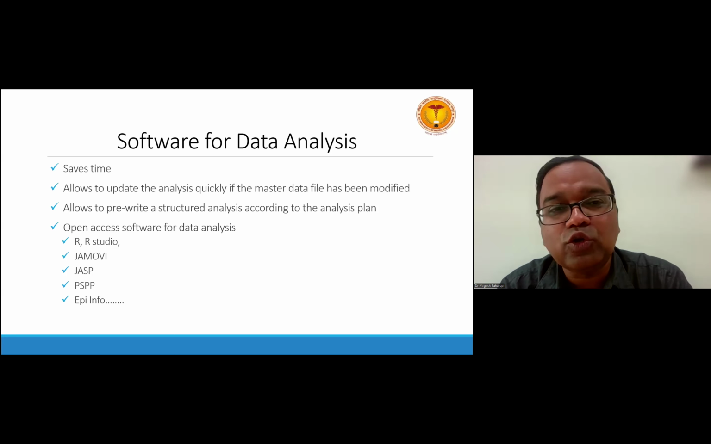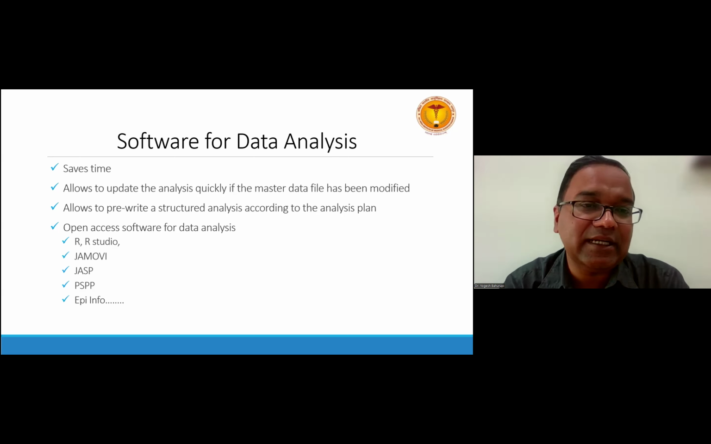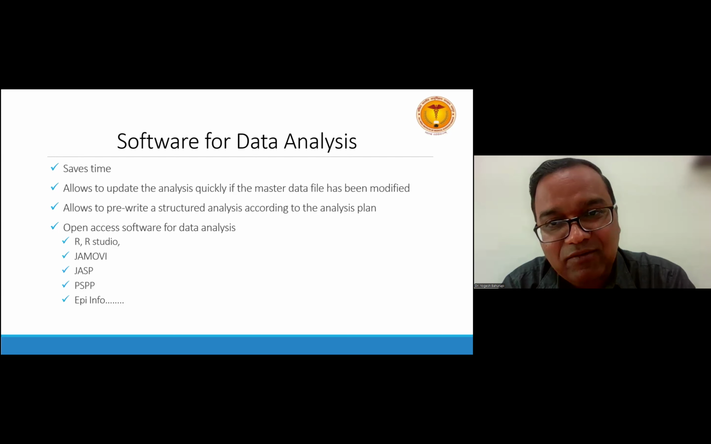It is always better to use some software for data analysis rather than doing it manually, because certain tests are quite easy to do manually, but it is very difficult when we have to analyze larger data manually. So software are there, and learn some software for data analysis because they are going to save your time.